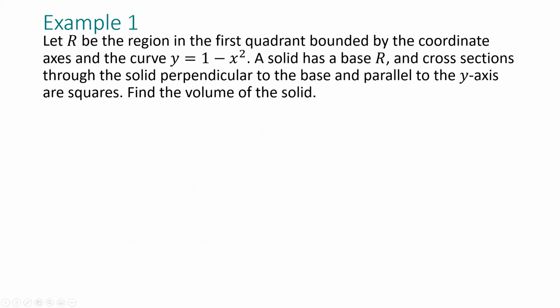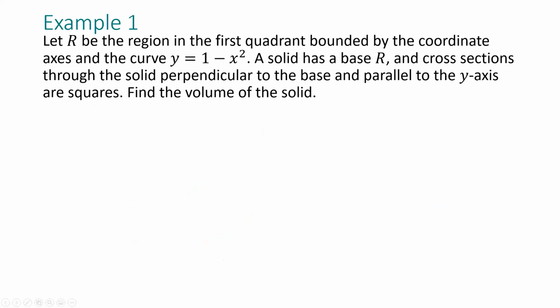In this case, they're describing our solid in terms of its base and its cross section. So let's read it. It says, let R be the region in the first quadrant bounded by the coordinate axes and the curve y equals 1 minus x squared. A solid has a base R and cross sections through the solid perpendicular to the base and parallel to the y-axis are squares. Find the volume of the solid.